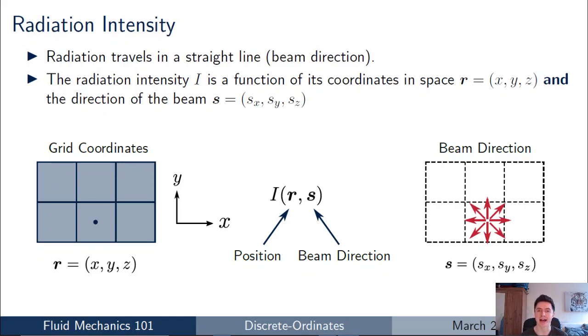Now, this is different to variables that we're used to seeing in computational fluid dynamics, like temperature and velocity, for example, where these variables are only a function of the position in space. So they're only a function of r, and they're not a function of some beam direction. So we're going to bear this in mind when we look at the radiative transport equation, and then show also how we can deal with the radiation intensity, because it's also a function of the beam direction.